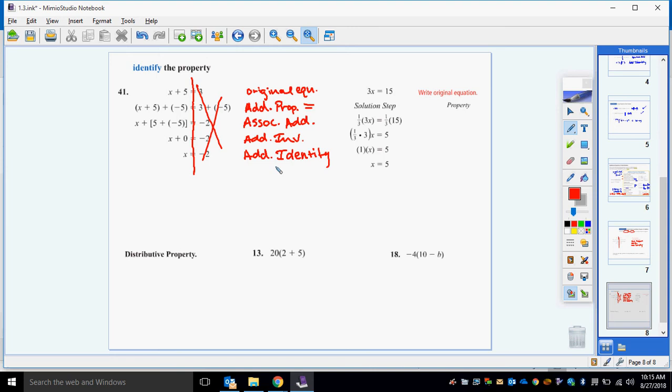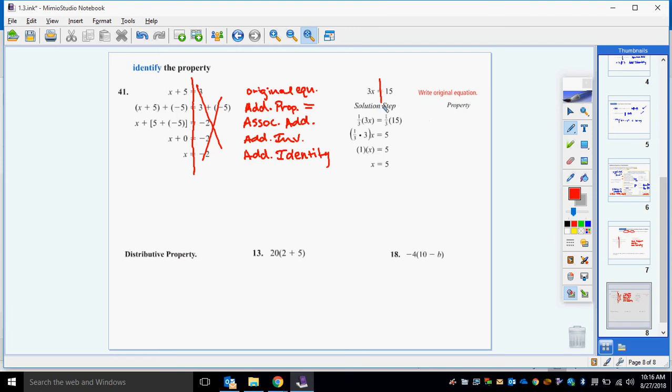That one was very similar to the one that we just did. Okay, over here. Remember, we have the math part and we need to say the properties part. Here's the original equation, 3x equals 15. What we're trying to prove is that x equals 5. Well, I already know x equals 5, but how did we get there using properties?